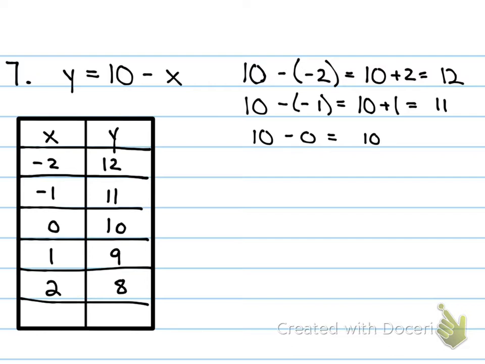We're not going to graph this one, but if we did, where would our first point go on the graph? It would go at negative 2, 12, negative 1, 11, 0, 10, and guess what? It would form a line. These are what kind of functions? Linear functions. Why? Because they form a straight line.